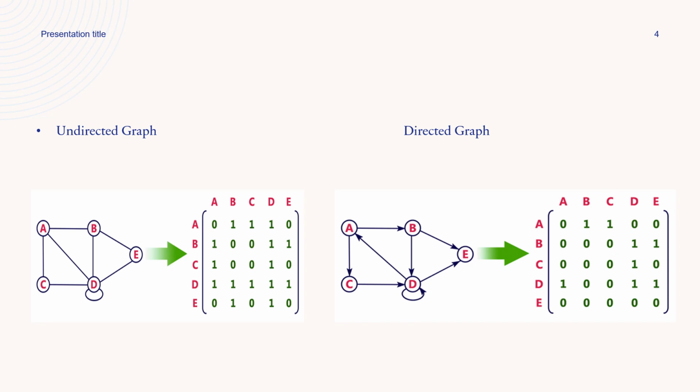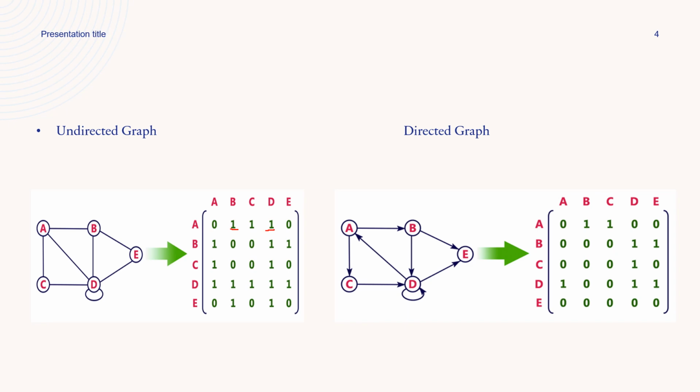Let's consider these two examples of an undirected and a directed graph. First we'll see the undirected graph. As you can see, there is an edge between A and B, so at the location of A to B we mention 1 here. Again there is an edge from A to D, so again we mention 1 for this position.